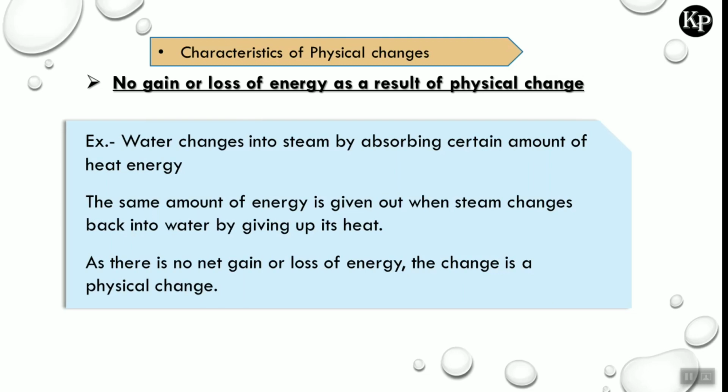Next, no gain or loss of energy as a result of physical change. For example, water changes into steam by absorbing a certain amount of heat energy. The same amount of energy is given out when steam changes back into water by giving up its heat. As there is no net gain or loss of energy, the change is a physical change.